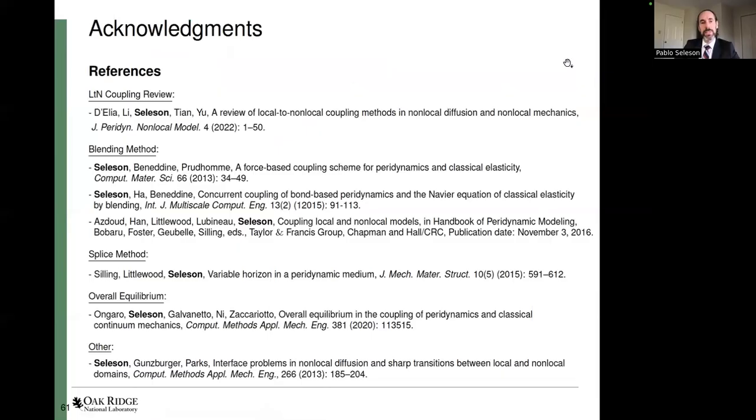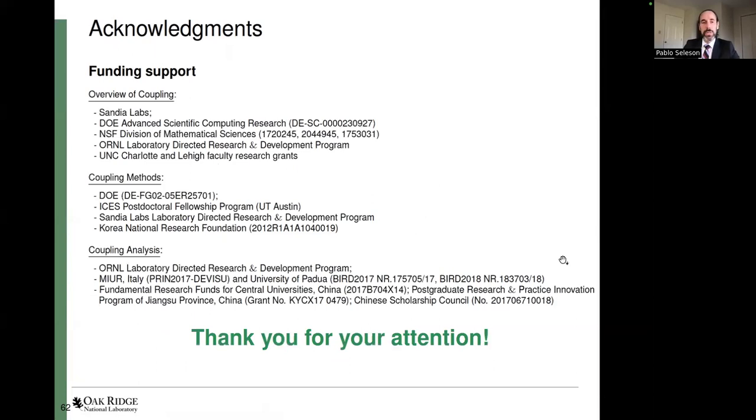Here are some references. First, this is a reference for the review article in the Journal of Peridynamics for the overview of the coupling methods. For the blending, there are 3 references here that are available in the literature. There is 1 reference here for the splice that I have used, and we have another publication in Computer Methods in Applied Mechanics and Engineering for the treatment of the overall equilibrium problem and analysis. And I bring here 1 more reference, which has to do with coupling as well in the context of interface problems in non-local diffusion.